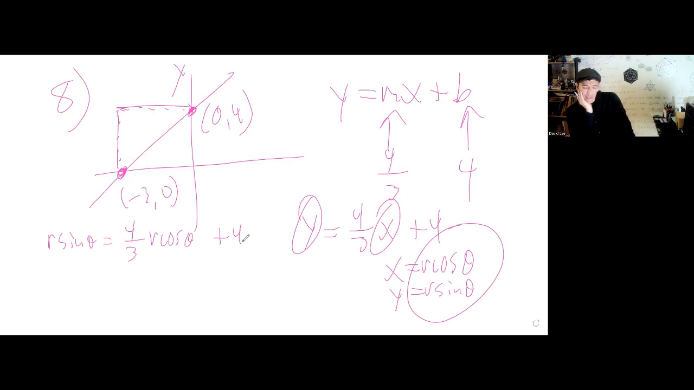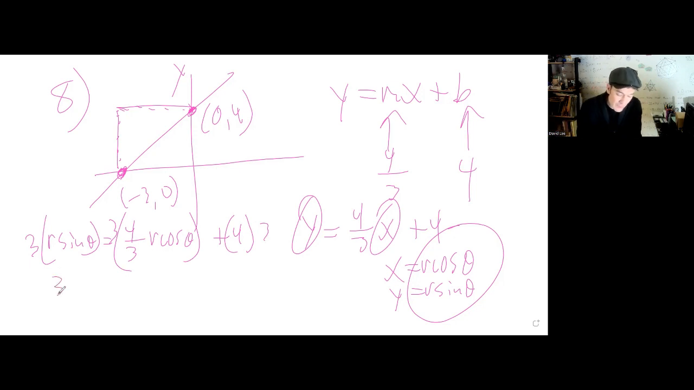How about you want to get rid of that denominator? How about we multiply everybody by 3? Multiply every term by 3, just to get rid of that denominator. So this would become 3r sine equals 4r cosine plus 12. No denominator. Now, you want r alone. In the directions, they said, get r alone.